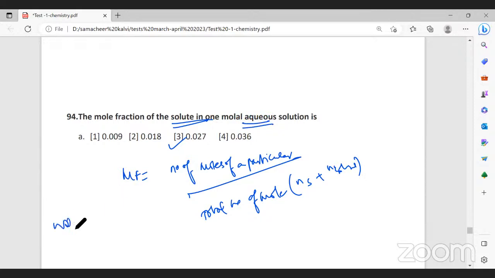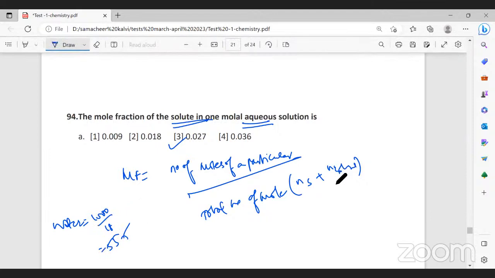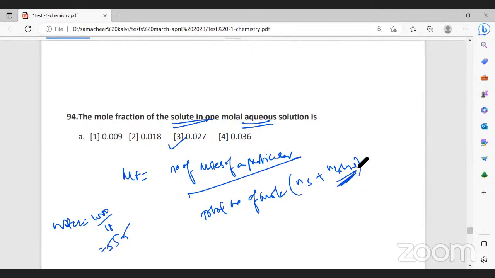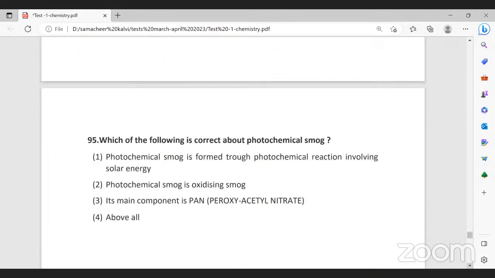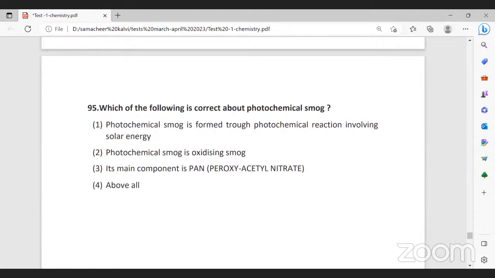Solvent is water. In 1 molar aqueous solution, this is 1 kg. 1 kg is 1000 divided by 18, it will be 55.5 moles. So we know the number of moles of water, the solvent, but we don't know the solute because it's not mentioned what the solute is. Therefore, we are not able to answer this question, but the solution, it's 0.27. It's mentioned.